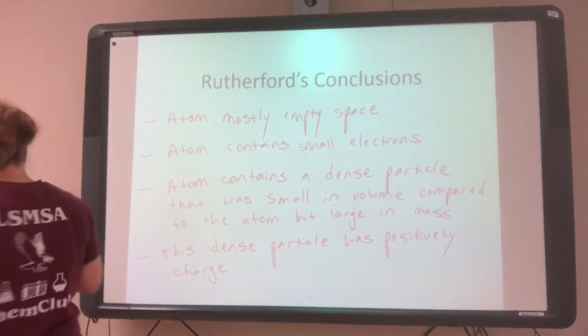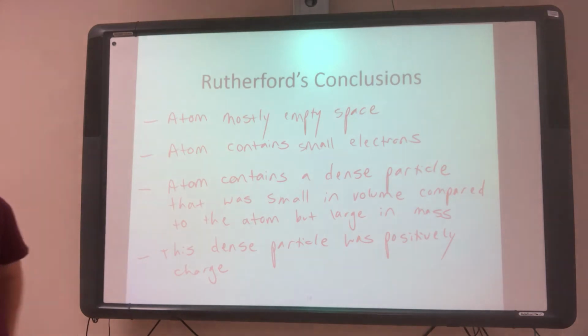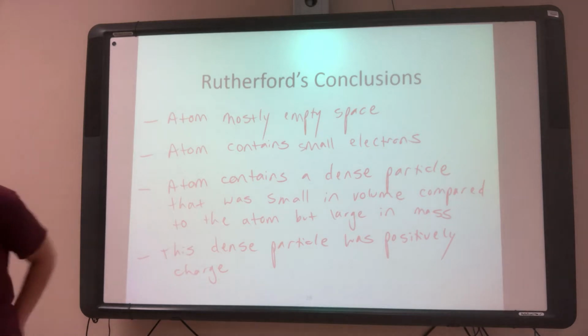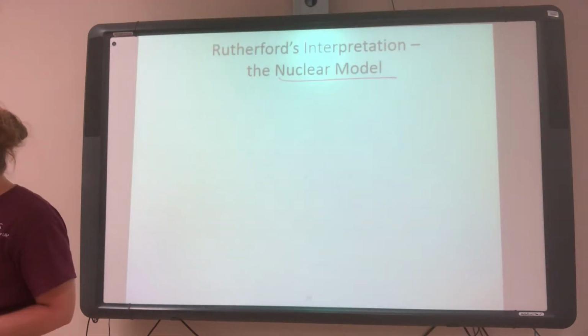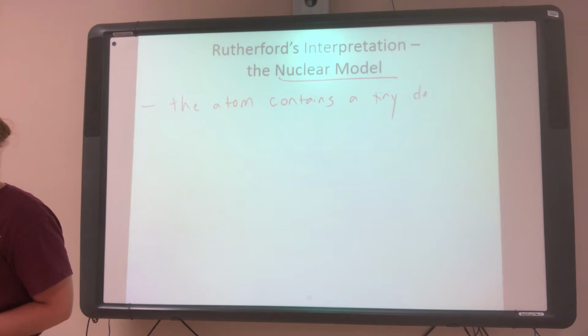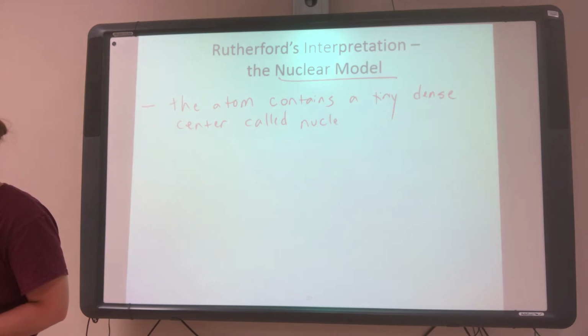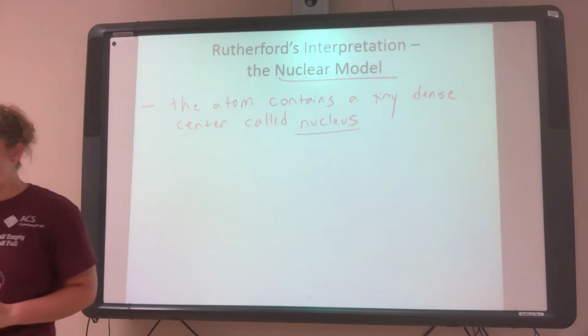So let's keep going. Now we have Rutherford's conclusions, and Rutherford gets to propose his model. His model is called the nuclear model. What he ends up finding out is that the atom contains a tiny, dense center, and he's going to call that tiny, dense center the nucleus. That's where we get the nuclear model name from.